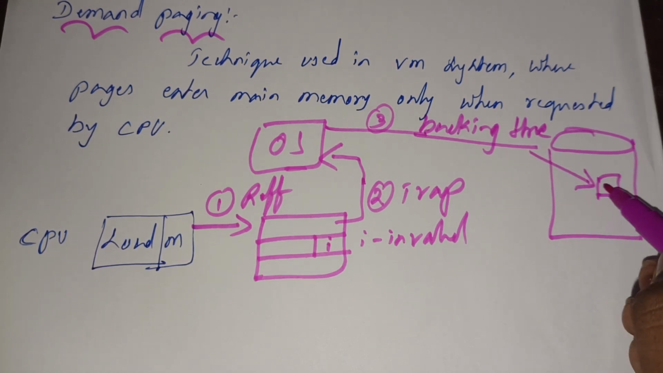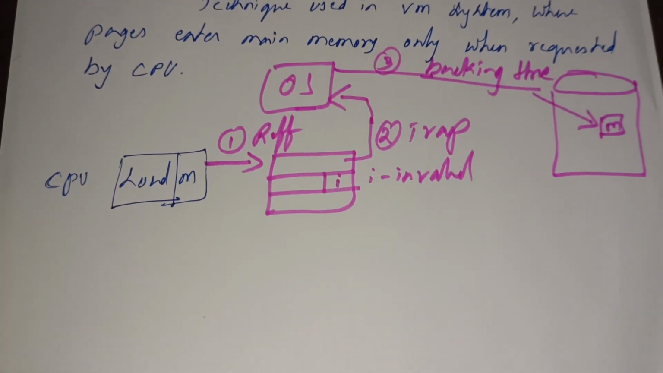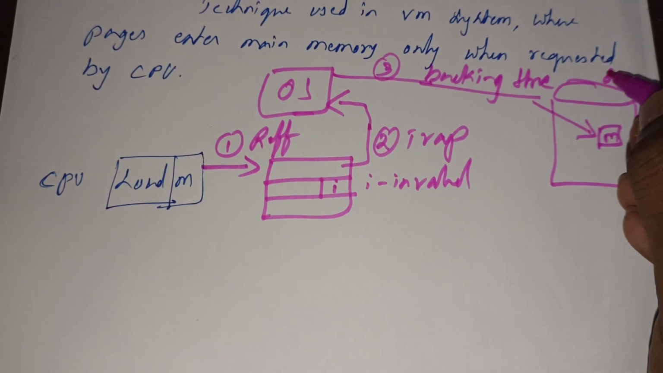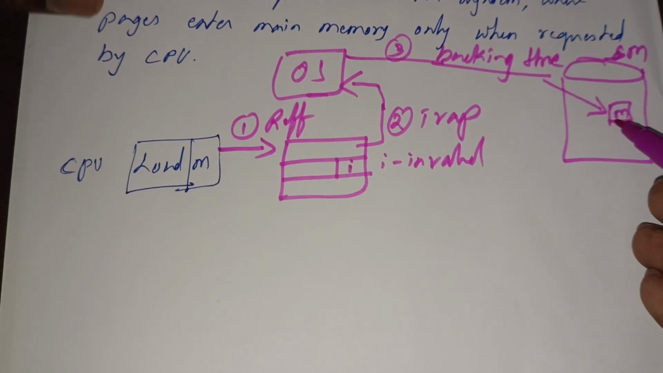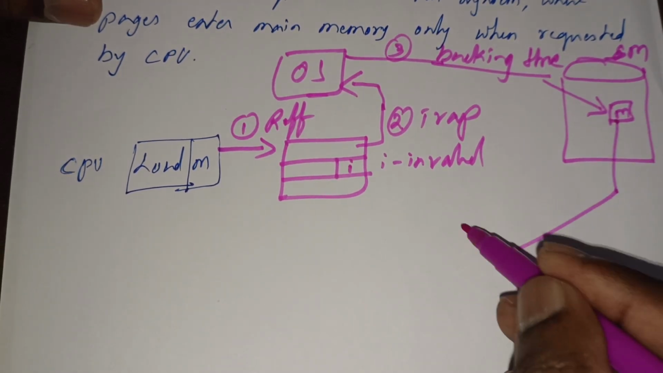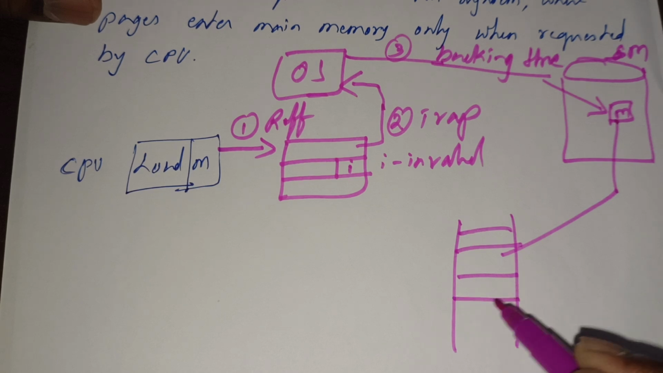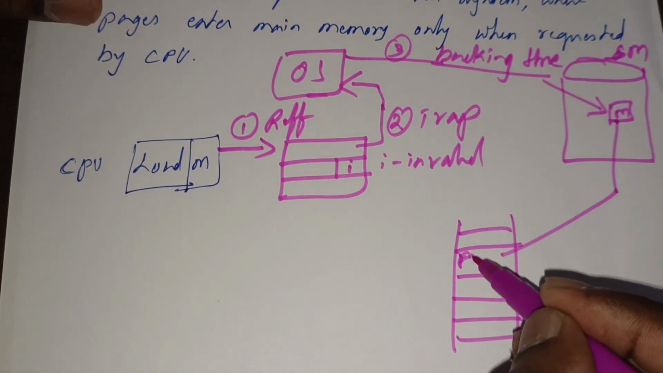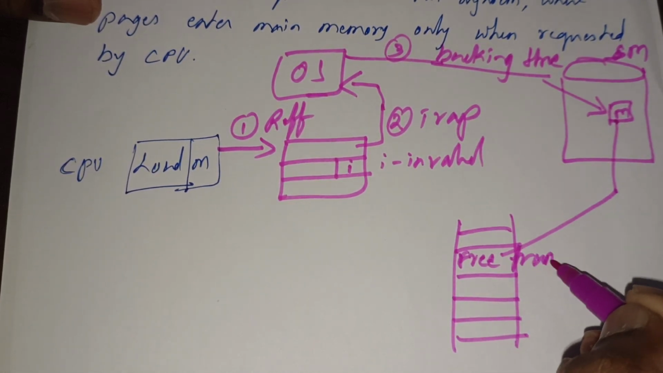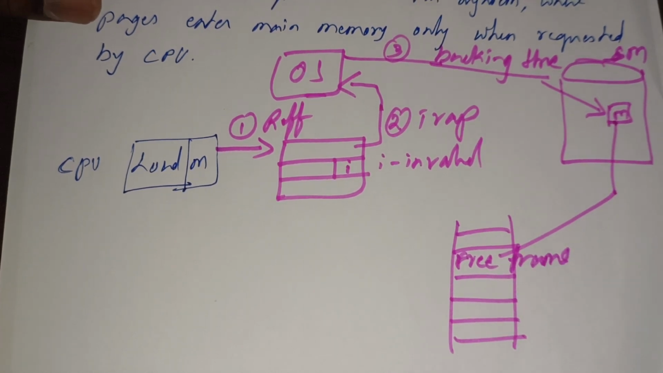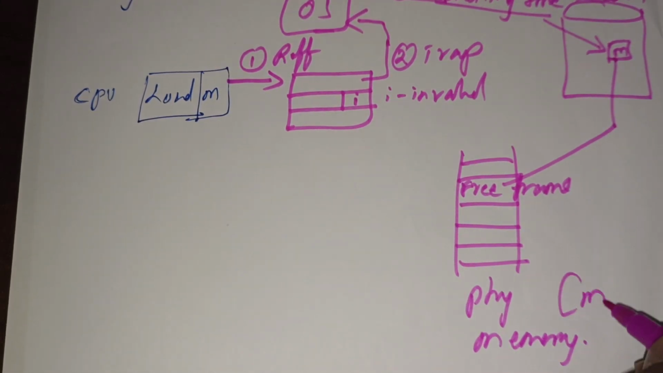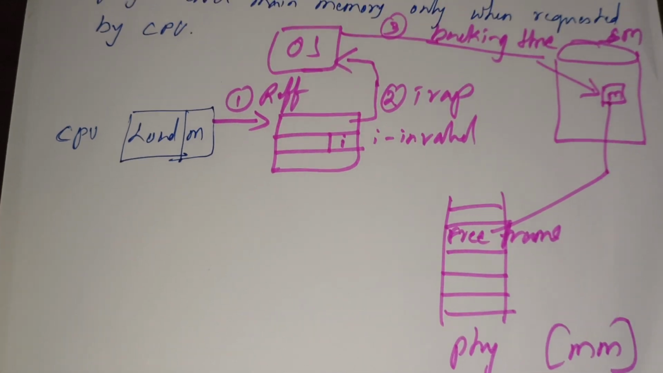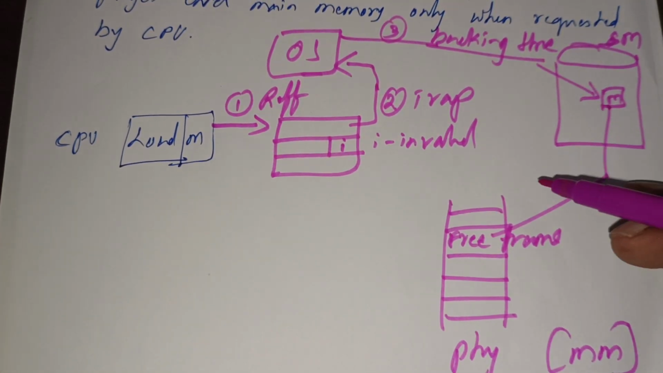Say for example, the page M is available somewhere here in the secondary disk. This is secondary memory. Okay, so it is available there and it will be brought into the main memory. So this is a free frame, where this M can be brought into. We call this the physical memory, or the main memory.